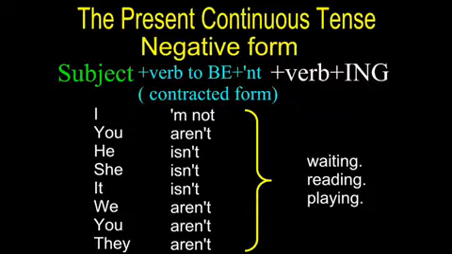For the negative form of the present continuous tense, we can also use the verb to be in its contracted form. For the personal pronoun I, the negative form is apostrophe m plus not. For example, I'm not waiting. For you, we, you and they, it's aren't. You aren't reading. And for she, he, it, it is isn't. For example, she isn't playing.